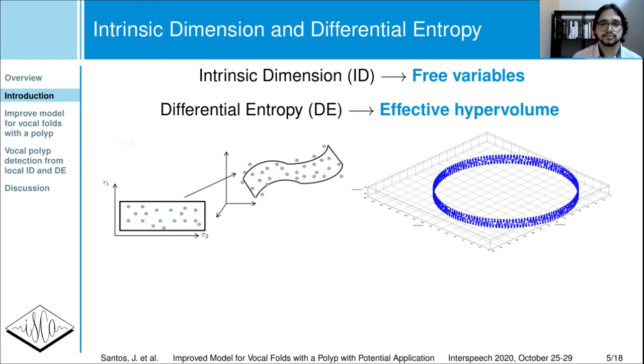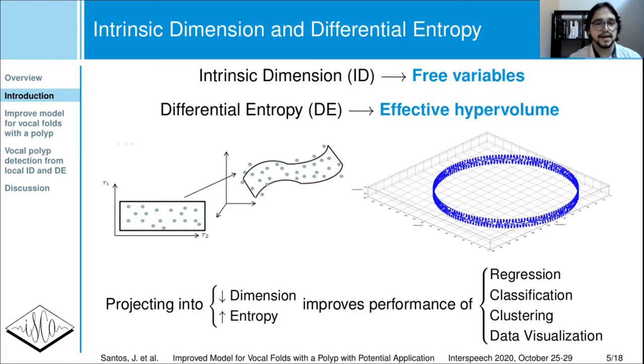And the differential entropy is related to the effective hypervolume. So it's related to the hypervolume it occupies in space. And with these measures, we could project data into lower dimension and high entropy spaces, because it is something that might improve the performance of tasks like regression, classification, clustering, and data visualization.